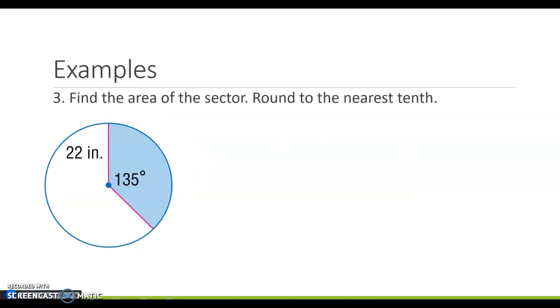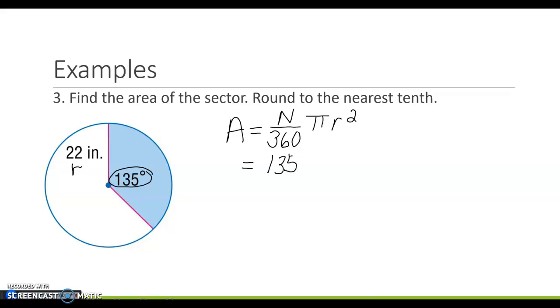We're going to find the area of this sector found on this figure. In this picture, 135 degrees, that's what we call our central angle, and 22, that's my r. So area of a sector of a circle is that central angle measure, and I'm just going to call it n, over 360 pi r squared. So we're just going to substitute in. So 135 divided by 360 pi 22 squared.